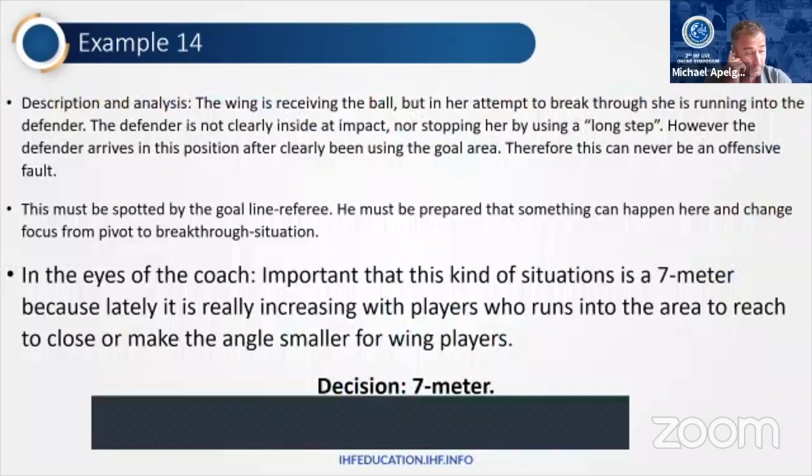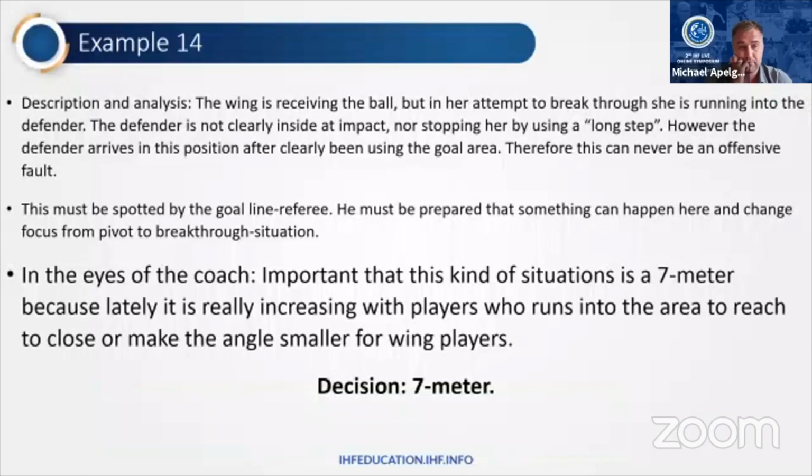So the wing receives the ball, but in her attempt to break through, she's running into the defender. The defender is not clearly inside at impact, nor stopping her by using a long step, but she arrives in this position after clearly using the goal area to get there. Therefore, never an offensive foul. This is a 7 meter.